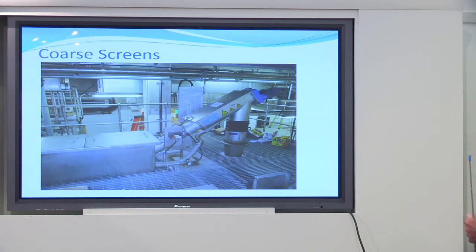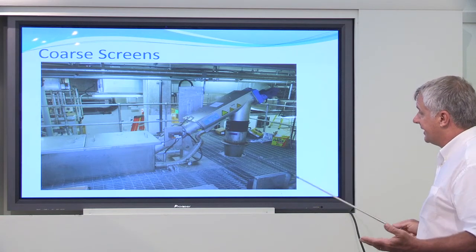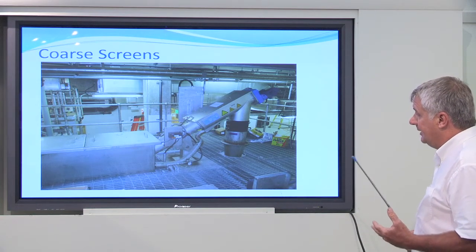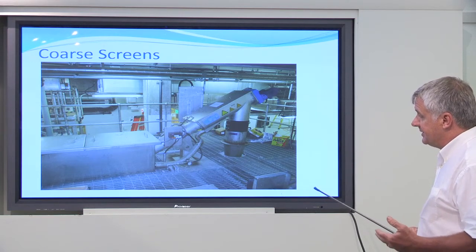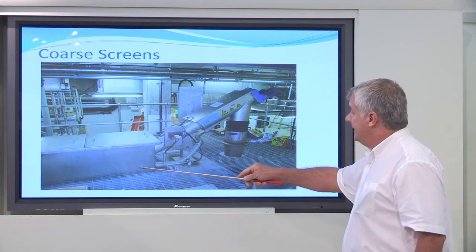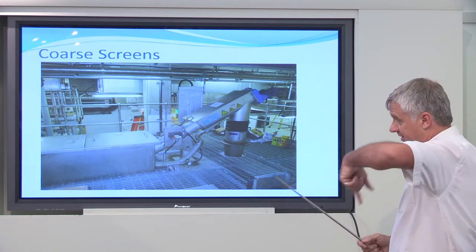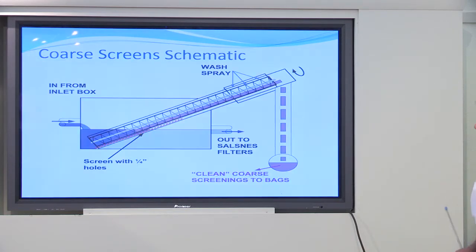The first stage of treatment is the pre-primary, which is the removal of the inorganic solids. And that's done by mechanical means. Basically the water just passes through a screen, which is in this box here. And then there's a screw in this sloped area that takes the solids up and deposits them in a bag. You can see that in this diagram.